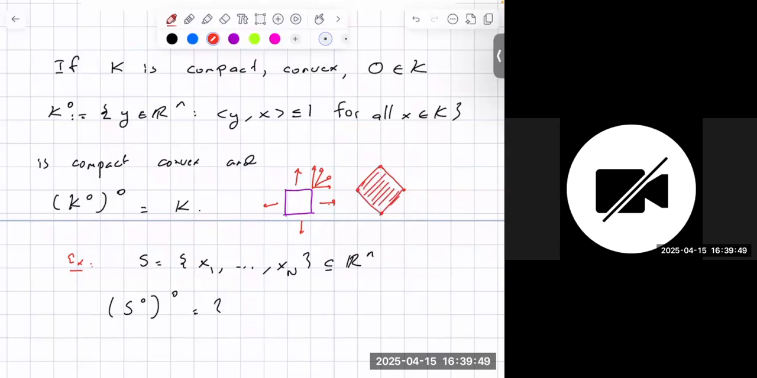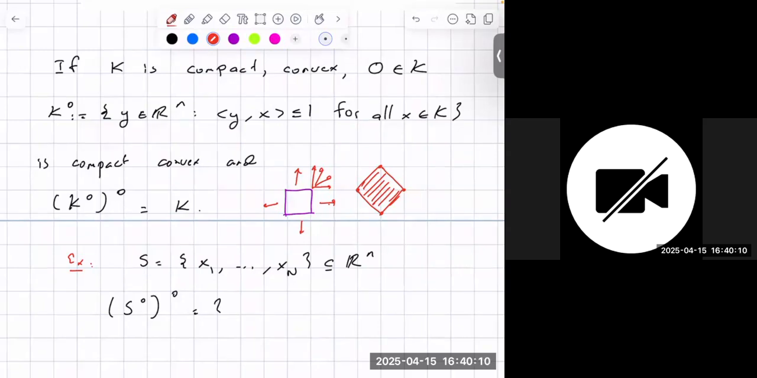So the dual of a square is what's called a cross polytope. I drew it bigger than the square, so that's misleading. I should have drawn it smaller, but I think you got the point. So that's a duality.